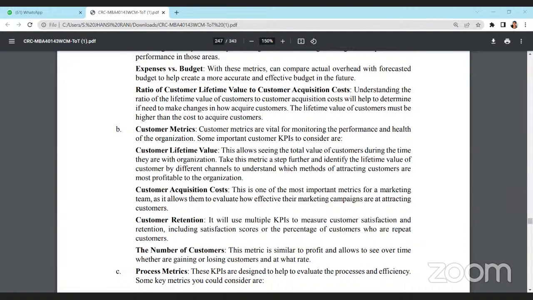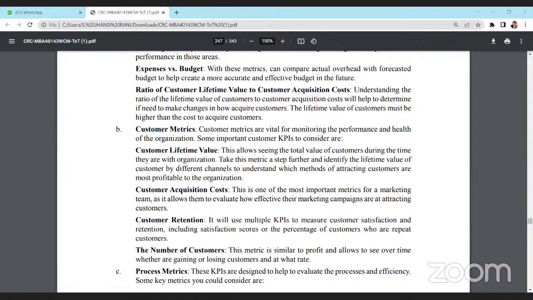Whenever we talk about customer lifetime value, we look at the total value of customers during the time they are with the organization. What is the time period they are maintaining with the organization? What is the loyalty technique? Because whether we like it or not, we will have loyal customers towards our product. So it's our duty to measure the customer metrics, to know what lifetime value they are putting towards that organization. And taking this metric a step further, we will identify the lifetime value of customers by different channels to understand which methods of attracting customers are more profitable or most suitable to the organization.